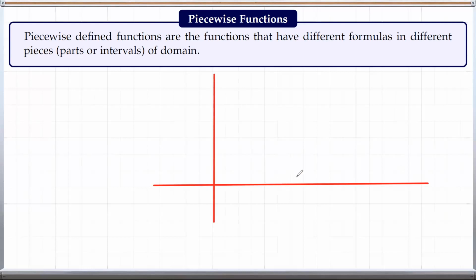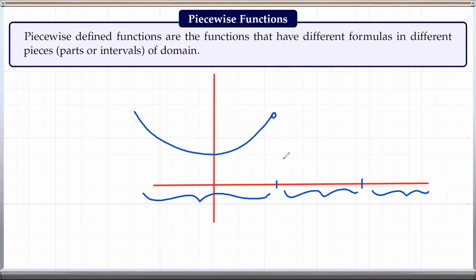Since it's defined differently in different parts of the domain, for example, we can define it one way here, some other way here, and some other way over here. So this will have three pieces. In the first interval, we may have a function like this one, a parabola. In the second interval, maybe a sinusoidal curve. And in the third one, maybe a linear function. A function defined this way, we call a piecewise defined function.